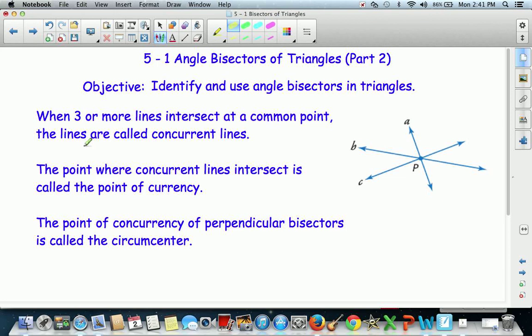When three or more lines intersect at a common point, they're called concurrent lines. So it has to be three or more lines. The point where concurrent lines intersect is called the point of concurrency. The point of concurrency of perpendicular bisectors is called the circumcenter. So this has to do with perpendicular bisectors. If you notice, point P right here is the point of concurrency for lines A, B, and C. Pause the video, make sure you have this vocabulary written down in your notes.